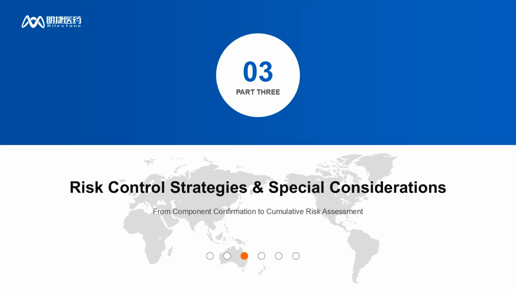Part 3. Risk Control Strategies and Special Considerations. The general framework is in place. Now we handle the situations that the simple framework doesn't cover, the edge cases that show up constantly in real projects: transformations, cumulative exposure, freezing, single-use systems, and semi-permeable packaging.